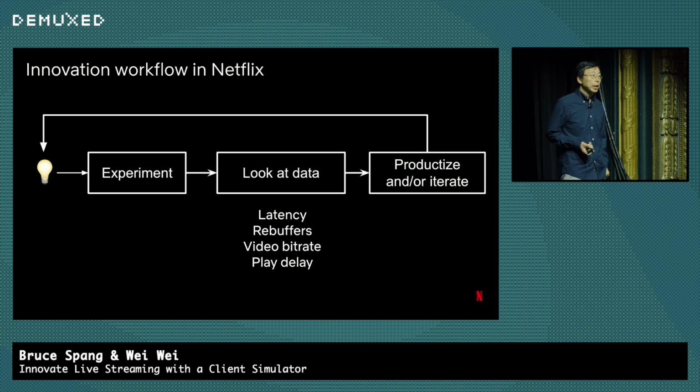This is how we innovate in Netflix. So we start with an idea. We build it into product. Then we run experiment with our users. At the end of the day, we look at the data. We evaluate all the normal QoE metrics. Then we make a decision whether we want to productize it or we continue iterating it until we see improvement.